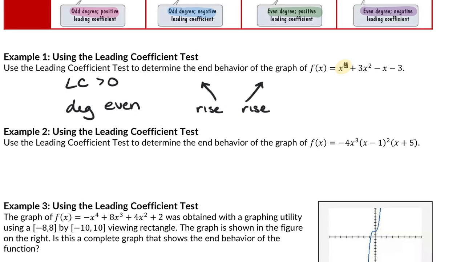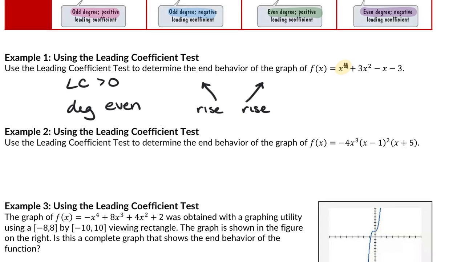What about this one? It's not in standard form, so we have to do a little bit of work to determine the leading coefficient. There's an x cubed here, an x squared here, and an x. So what's the total number of x's if I multiplied all of this out? 6 is correct because it's 3, 4, 5, 6. So I know my degree is going to be even again because it's a degree 6.